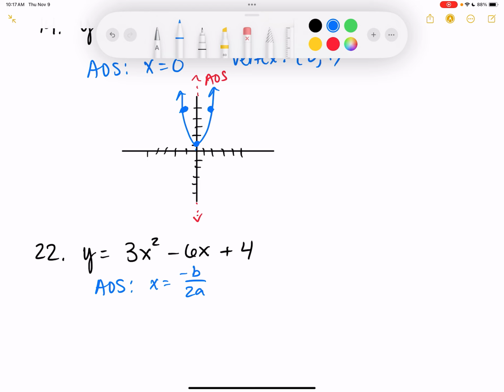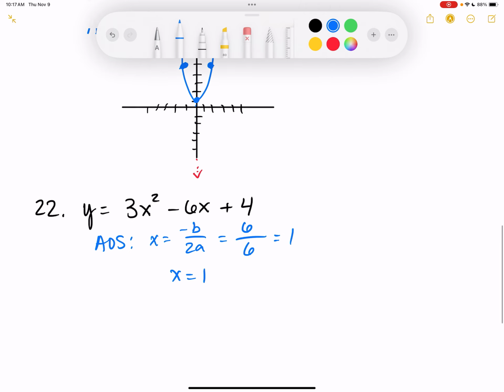So plugging stuff in, minus b, well, b is negative 6. That's going to become a positive 6. So 6 over 2 times a is 3. So that's also 6. So that's at 1. So my axis of symmetry is that x is equal to 1. So now I use that and I get my vertex. So my vertex is going to be at 1. And then when I plug in 1 up here, what do I get? 1. So my vertex is at 1, 1.